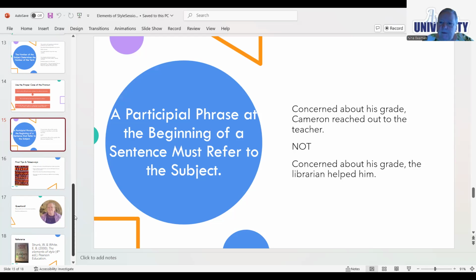But consider: Concerned about his grade, the librarian helped him. That implies that the librarian was concerned about his grade, which she probably wasn't, but she cared about him, but she wasn't concerned about his grade. So who's concerned about his grade? Cameron is concerned about his grade. So then that's where you have to follow with the person that the participial phrase referred to.